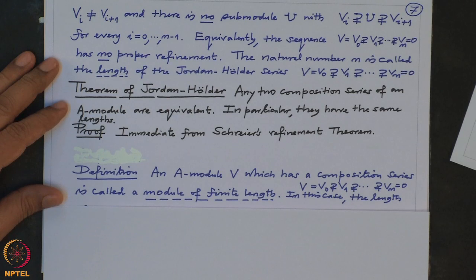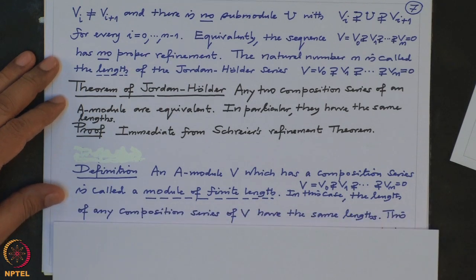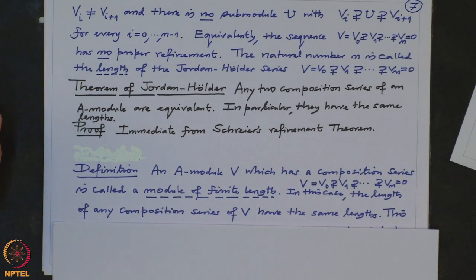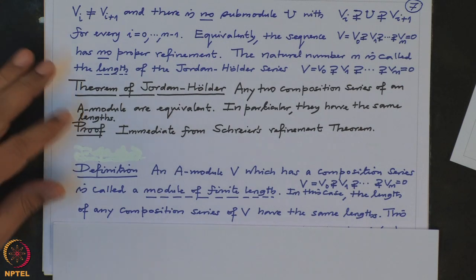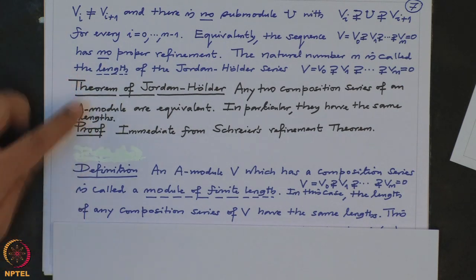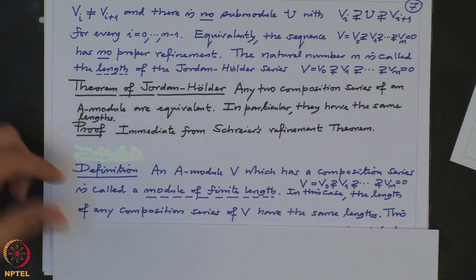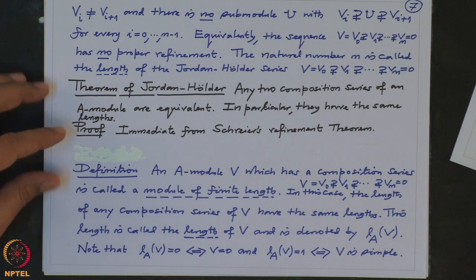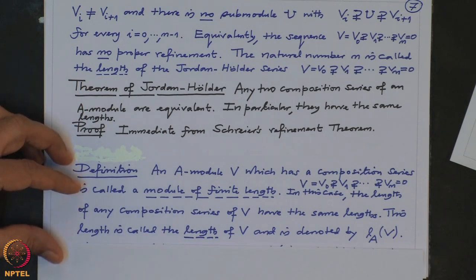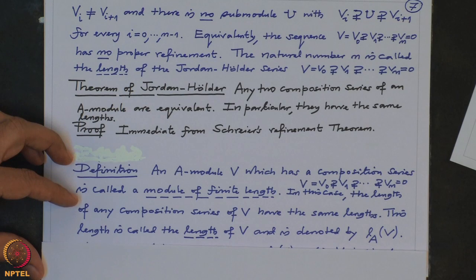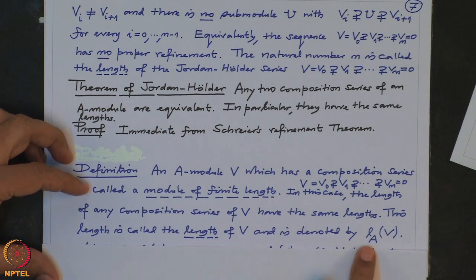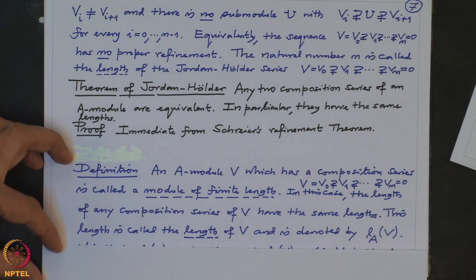An A-module V which has a composition series is called a module of finite length, and in this case, the composition series of V all have the same length. This is well defined because we have just proved in the Jordan-Holder theorem that any two have the same length. So this length is well defined, and we call that the length of V, and it is denoted by l_A(V). So, the length of V as a module.